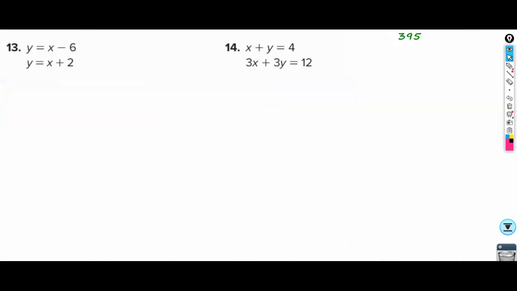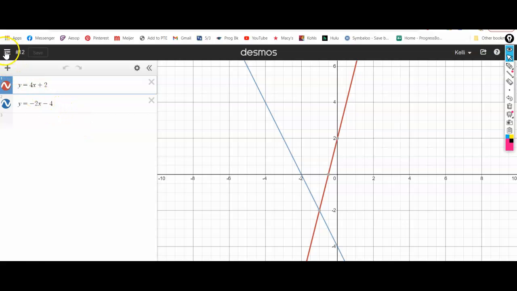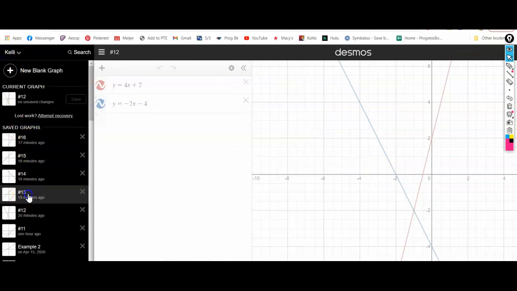Okay, back to the flip chart. Here we have 13 and 14. 13 is already in slope-intercept form, so we can hop over to Desmos, and I've pre-entered these, obviously.